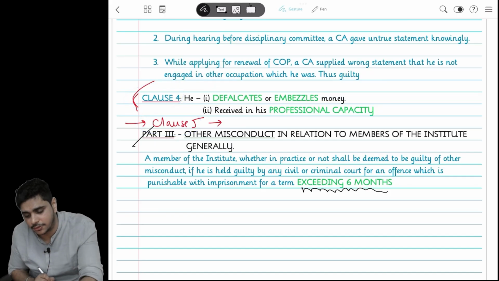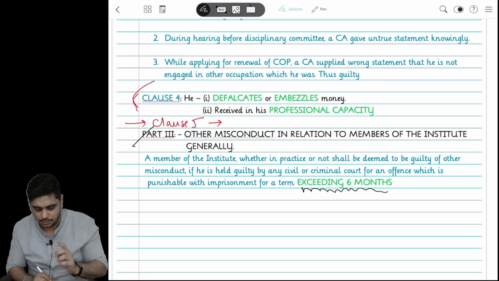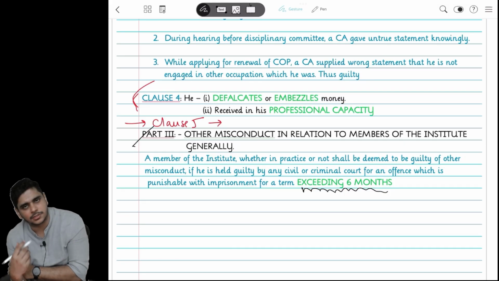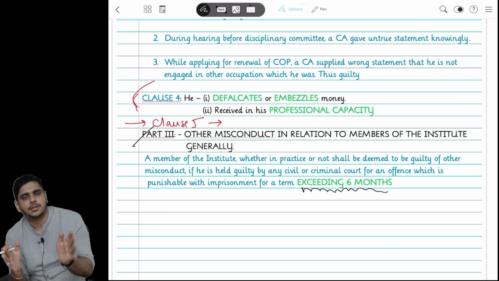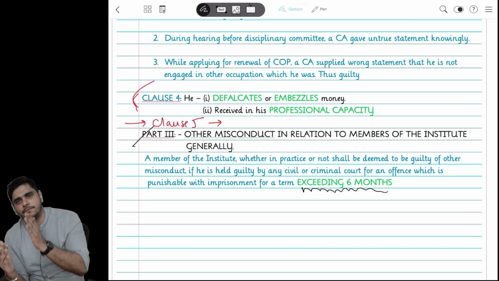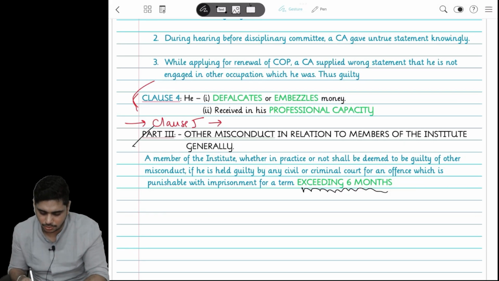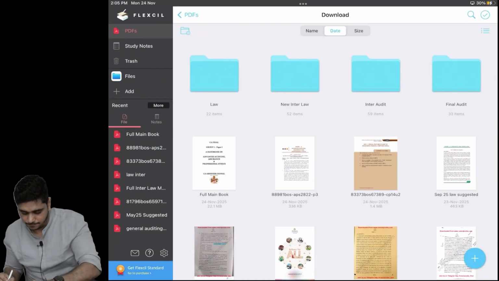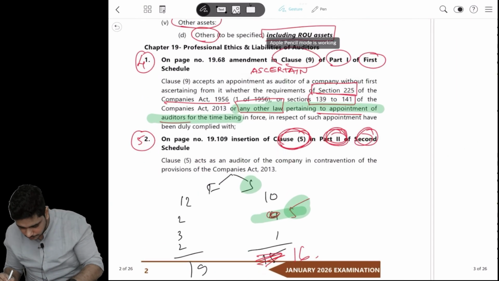For sure, you will see either 522 or 911 in the paper. If you are disqualified by law, still you are appointed as an auditor and you are continuing, you have not vacated the office, so you are guilty. Guilty of professional misconduct as per Clause 5, Part 2, Second Schedule. Right there, Clause 5. Like this.